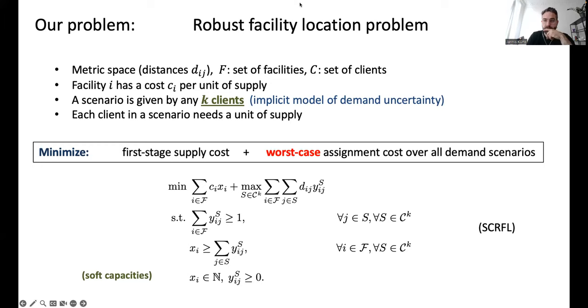Is there something in the chat? It's about the objective function. Yes. Yes. There should be big parentheses, like, yeah. So thank you for this remark. This minimization is over the whole thing. So you minimize this first stage cost and you minimize the worst case cost. Thanks for pointing this out. Other questions about the model?